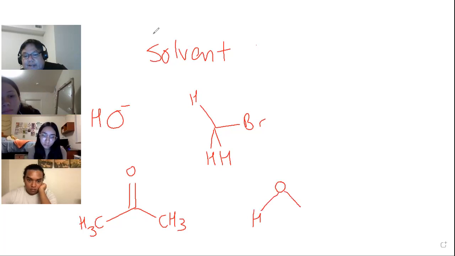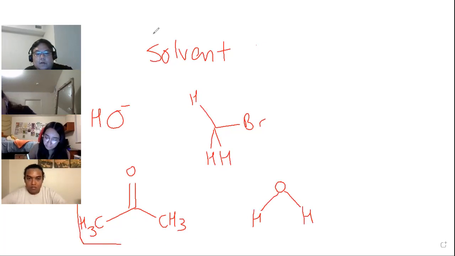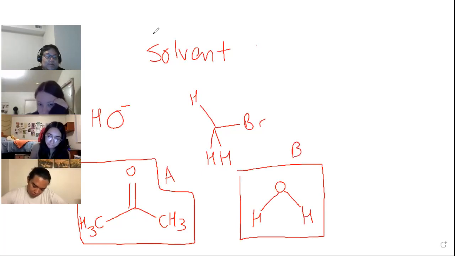So I want you guys to sit and think about which of these is going to be the better solvent. When I say solvent, remember, there are going to be a lot more solvent molecules than actual reaction molecules. So you have solvent option A and solvent option B. Think about that for a few seconds, and think to yourself, which one of these is going to be the best solvent? Meaning, which solvent is going to help facilitate the reaction? You always want stuff that is going to help the reaction go forward.